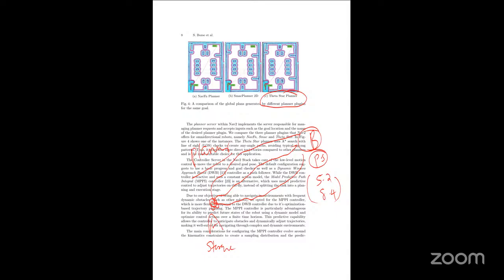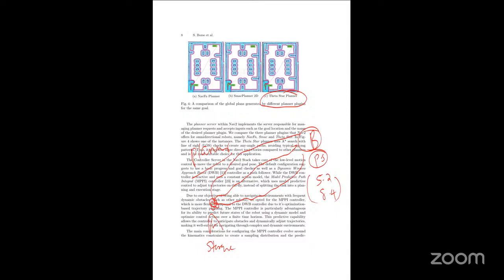So NavFn will follow more grids, and more turnings will be there, as you can see. SMAC planner is smoother than NavFn, but theta star will have fewer turnings, and in the paper they say this is the best one. For example, this is the starting point and this is the goal. It goes straight from here to here. This is the direct path.